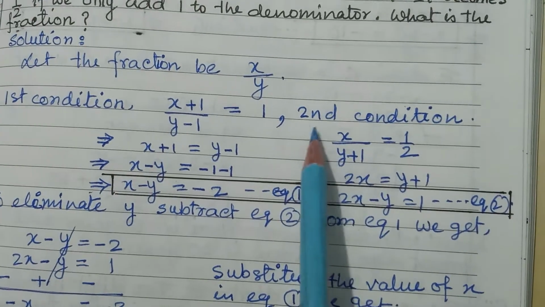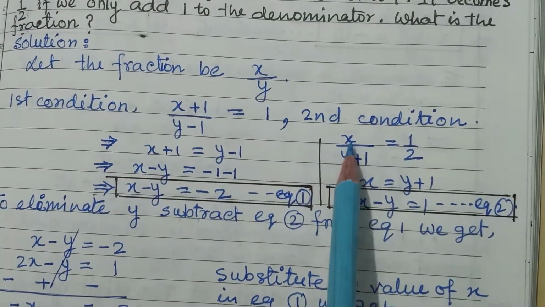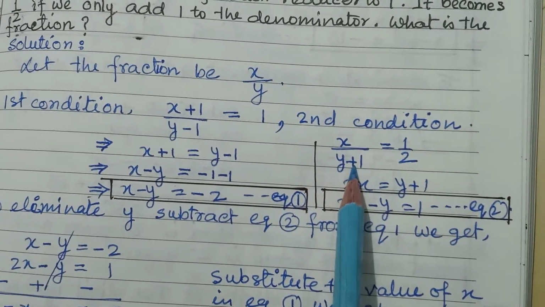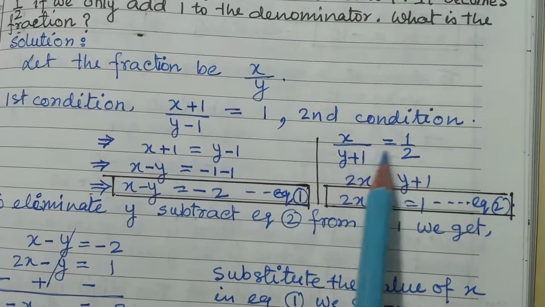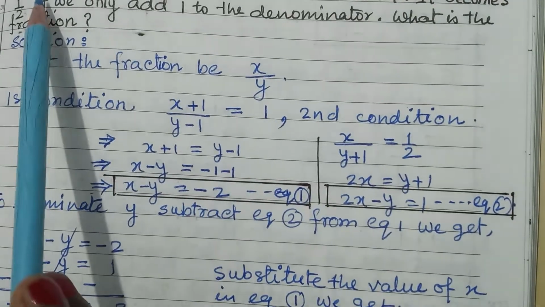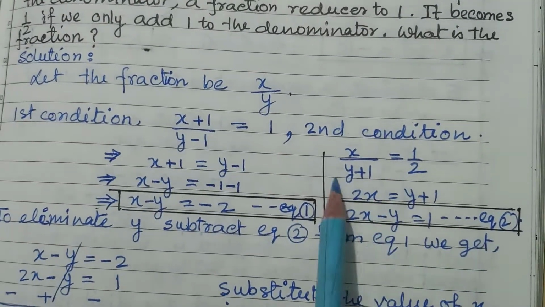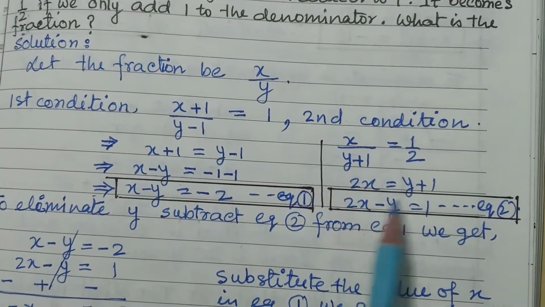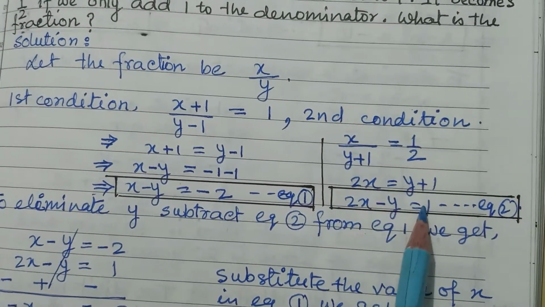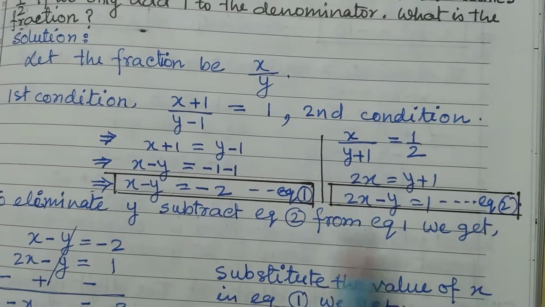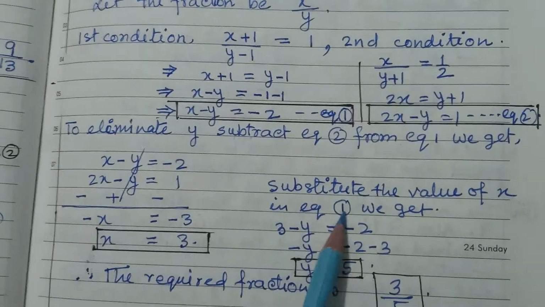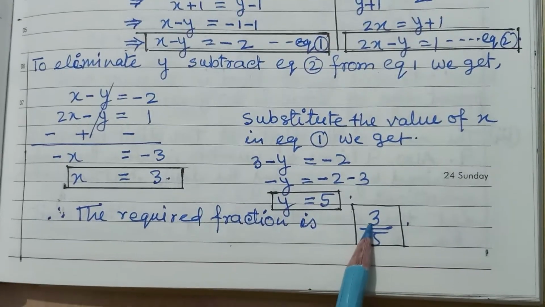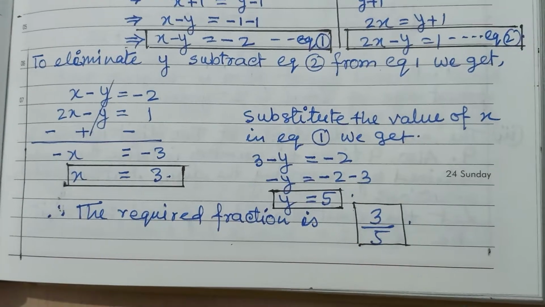Now the second condition is, if you add 1 only to the denominator, so x upon y plus 1 is equal to half. That fraction has been given as half. Then cross multiply, 2x is equal to y plus 1. Now 2x minus 1 is equal to y. It is the second equation. Again by the elimination method we will solve it, and we have got the x and y values. Then the fraction x upon y is 3 upon 5.